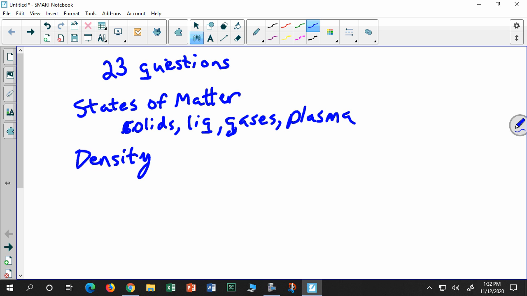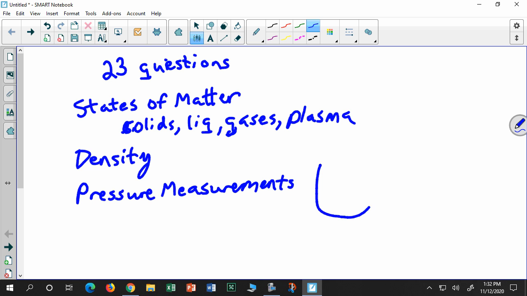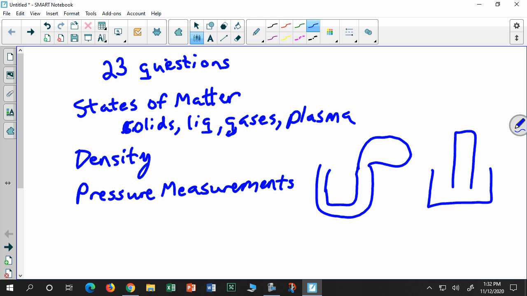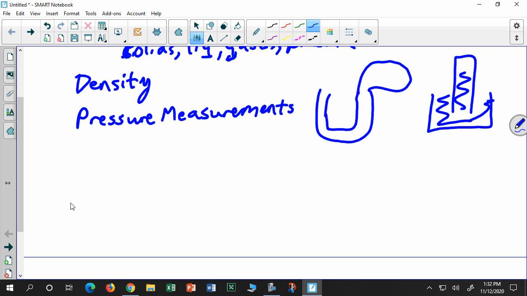Density. Need to know how to calculate density. Pressure measurements. That's like with a manometer, where you have something like this, or something where you have a little container over on the side, and then also a barometer. Make sure that you know how to calculate the pressure for those. Be careful with your units on those. We'll go over those in just a bit. Pressure measurements, Archimedes' principle.